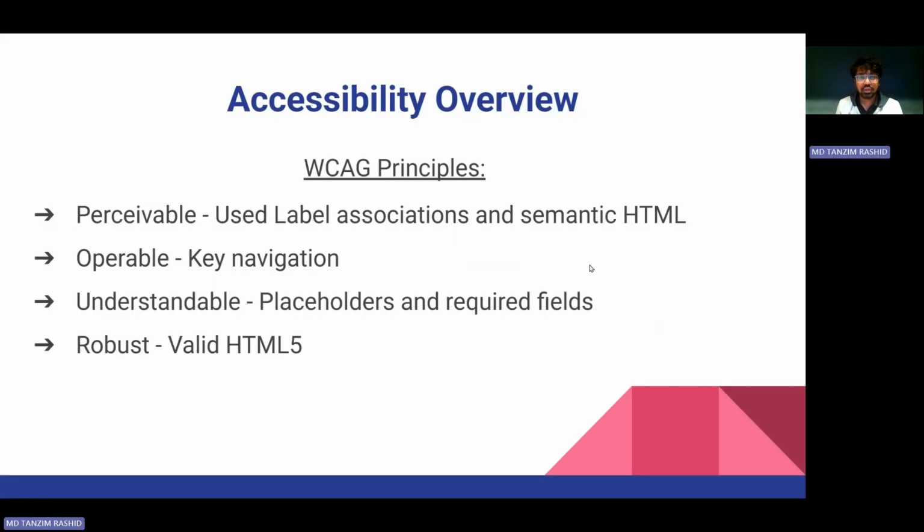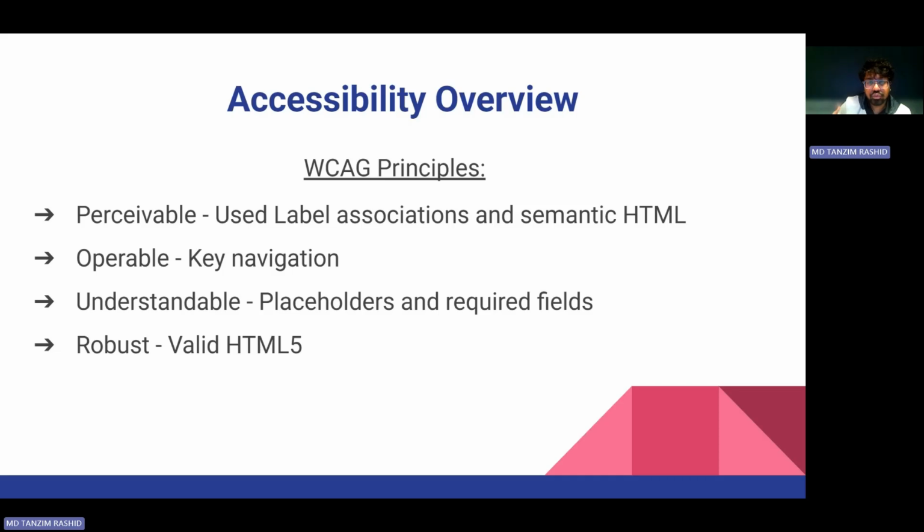So before we get on to our demonstration and code, let us go over the principles of WCAG. For people who don't know what it stands for, it's Web Content Accessibility Guidelines. It has four principles. The first is perceivability. In order to increase the perceivability of my website, I have used label association and semantic HTML.